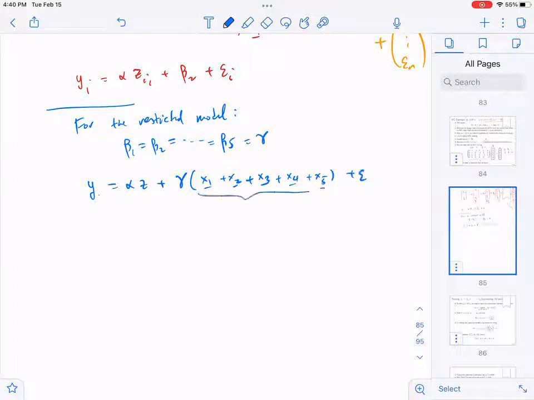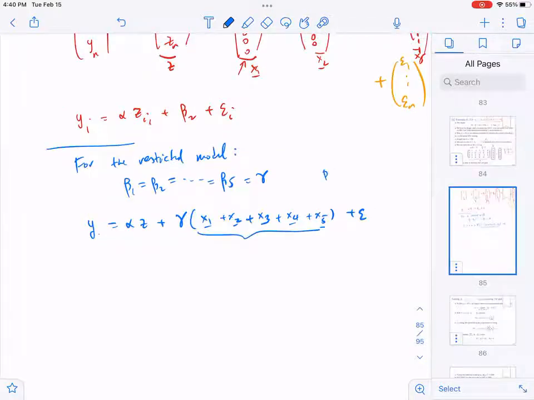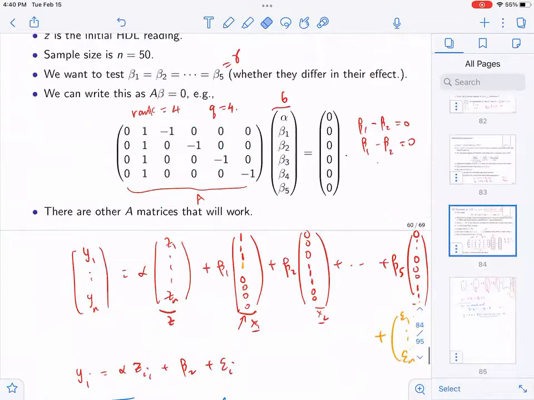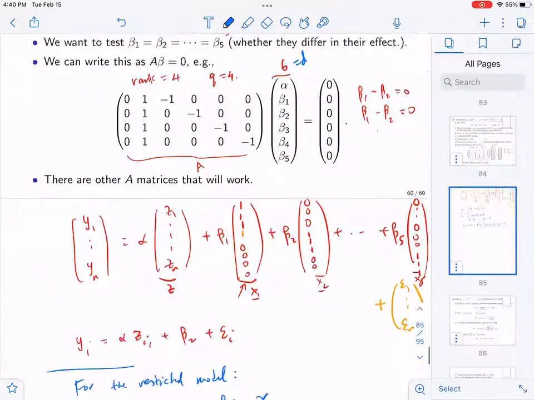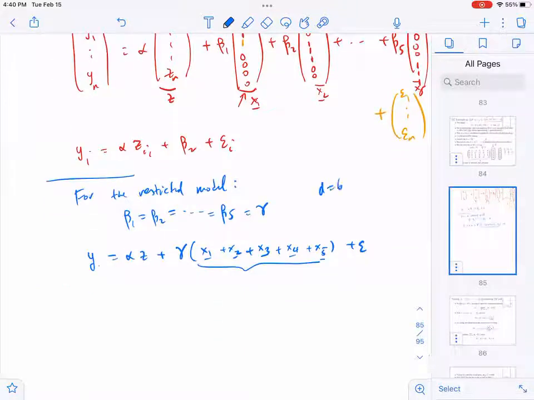So this would be a new covariate associated with this parameter, and this is another covariate associated with this. So this is like a regression with two parameters. And you can see, let's not call it p plus 1, let's call this d instead of p plus 1. That's the original number of parameters. So d was 6, q was 4, d minus q is 2. And that's exactly the number of parameters that we have in the restricted model.